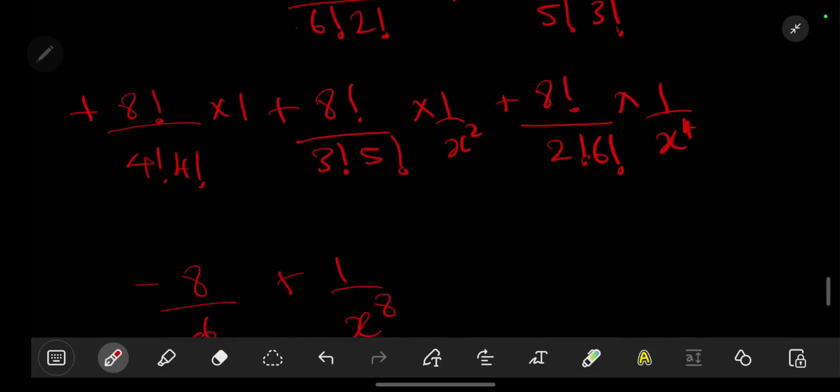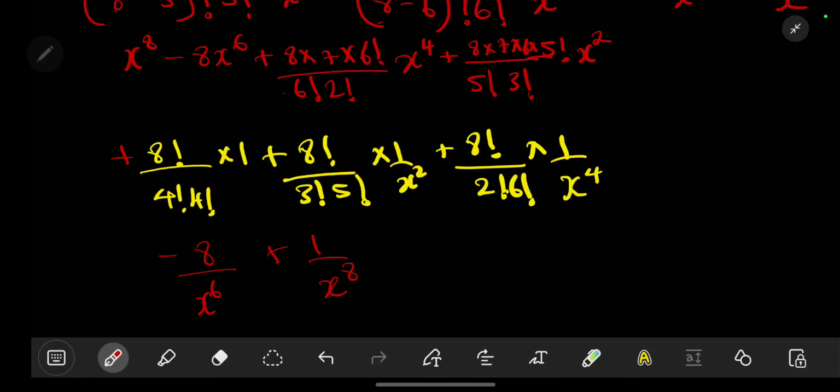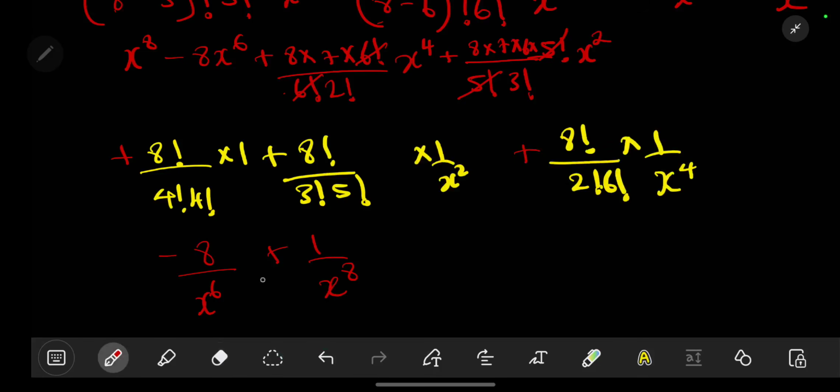Let me just reduce this a bit. So let us simplify. This 6 and this 6 are common, we reduce. This 5 and this 5 are common, we reduce. To change our 8 factorial, we are going to go down until 5. So we have times 7 times 6 times 5 factorial, so that this and this can cancel.